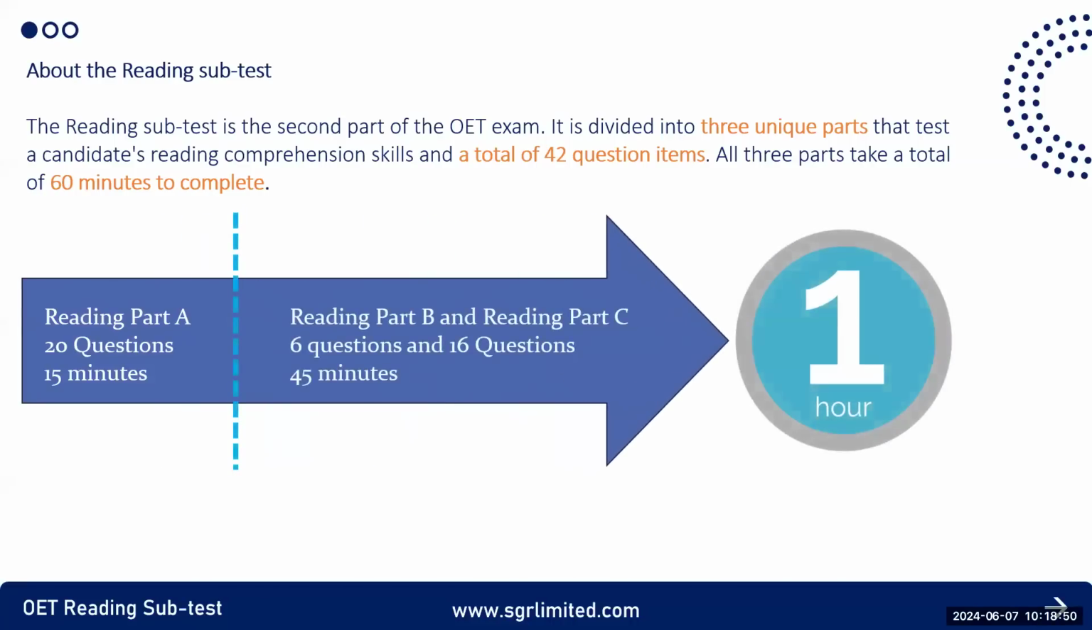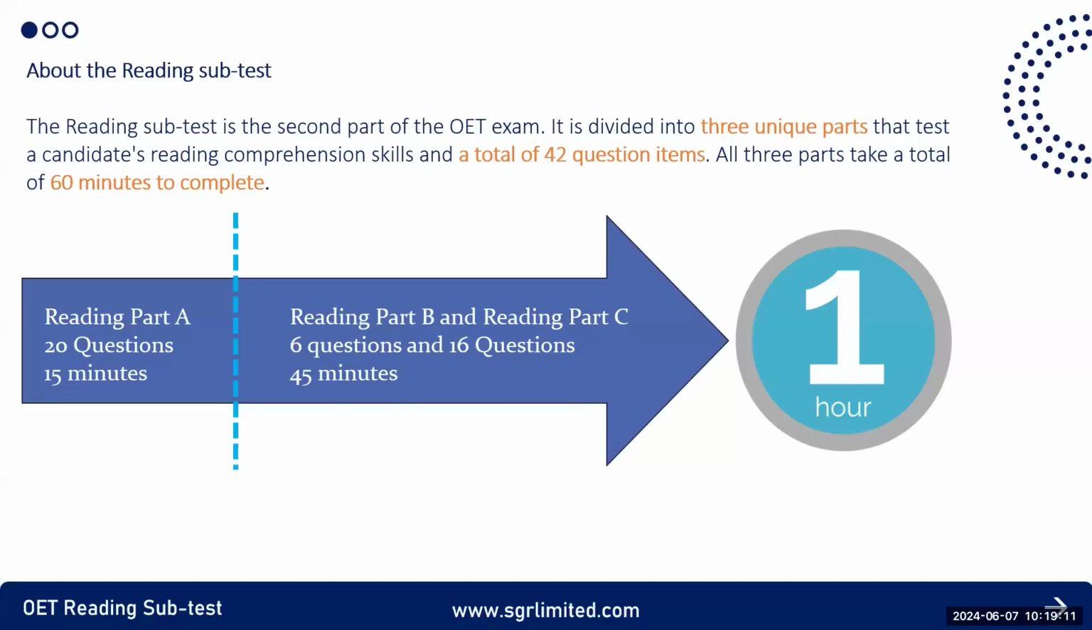The second part of your reading test is part B and part C. Part B has 6 short texts with 3 multiple choice answer questions. Part C will have 2 long texts with 8 questions each and 4 multiple choice answer questions. Parts B and C should be completed in 45 minutes.